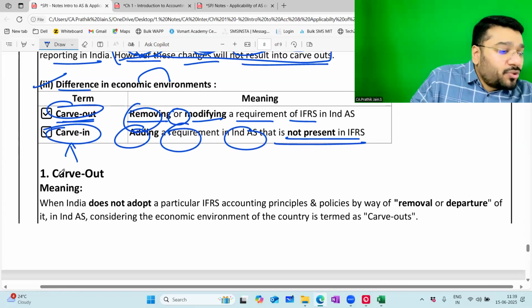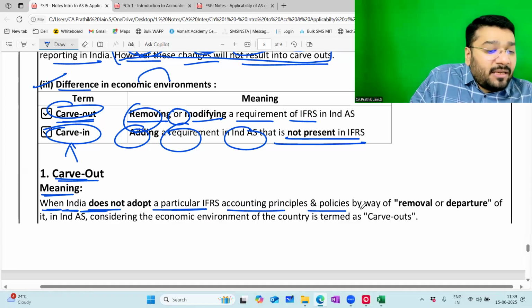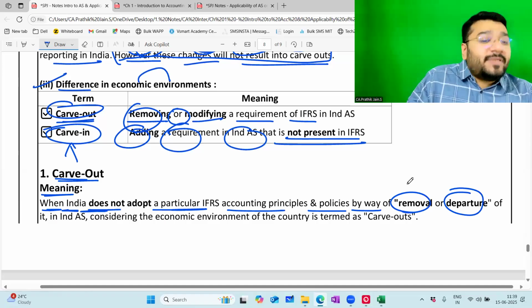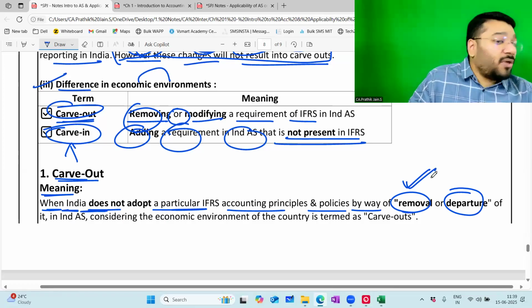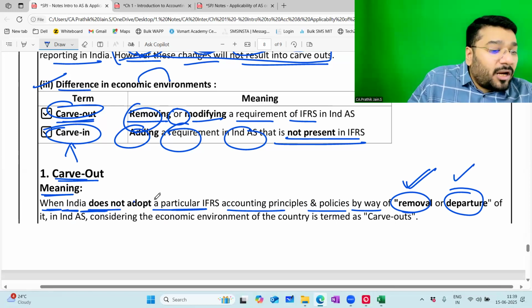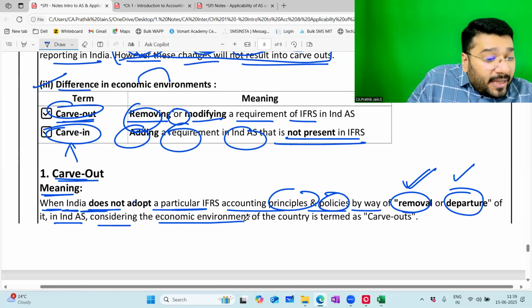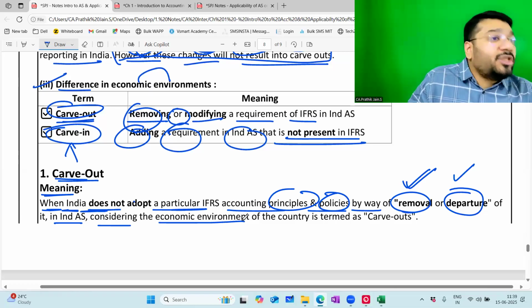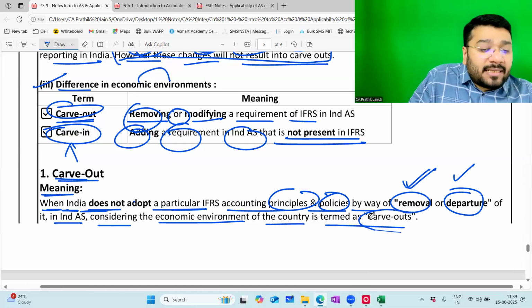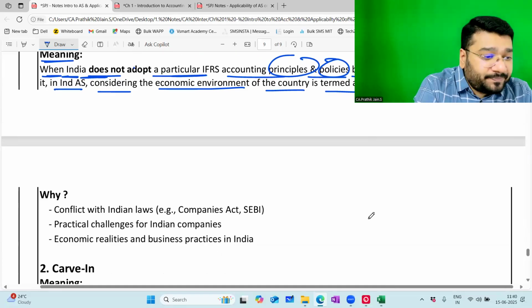Any problem? So what is carve out? Meaning, when India does not adopt a particular IFRS accounting principle and policy by way of removal or departure, which means either we have removed that point in Ind AS, meaning the point was there in IFRS but we removed it in Ind AS, or we departed from it, or we modified it. When India does not adopt a particular principle or policy by way of removal or departure, considering the economic environment, business environment, and legal situations of our country, that deviation is called carve out. That removal or departure or modification is called carve out.